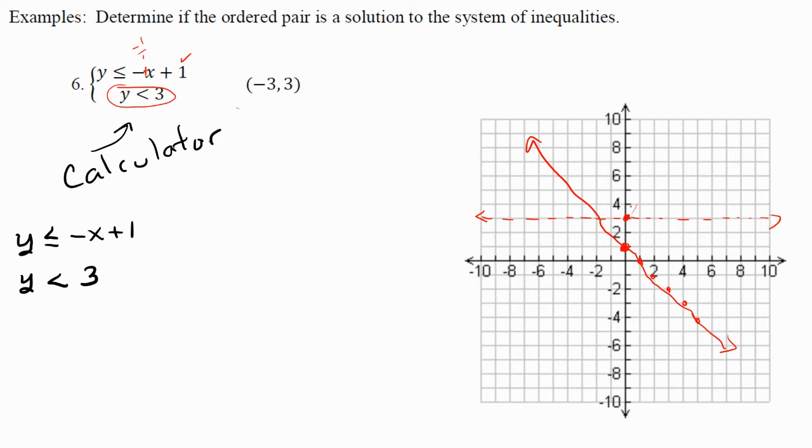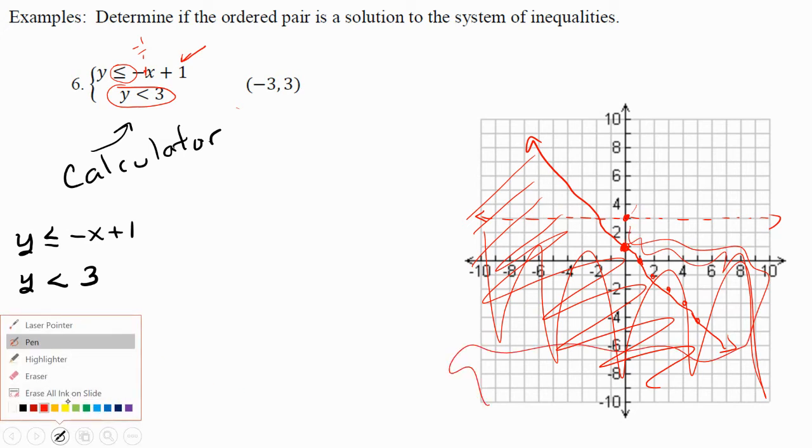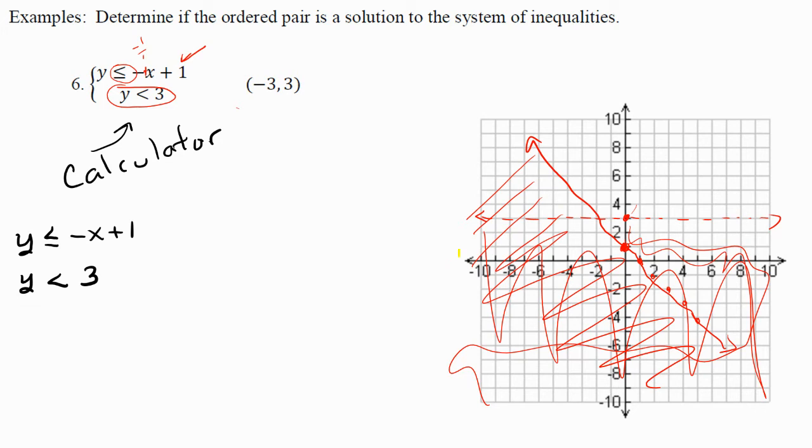All right, so now let's do our shading. On this line, it looks like it's less than or equal to, so we're going to shade everything below. All right, on this line, it looks like it's also less than, so it's everything below that line. Now, I'm going to color in everything that's included. It's everything below both of these lines, where the double shading is, right?